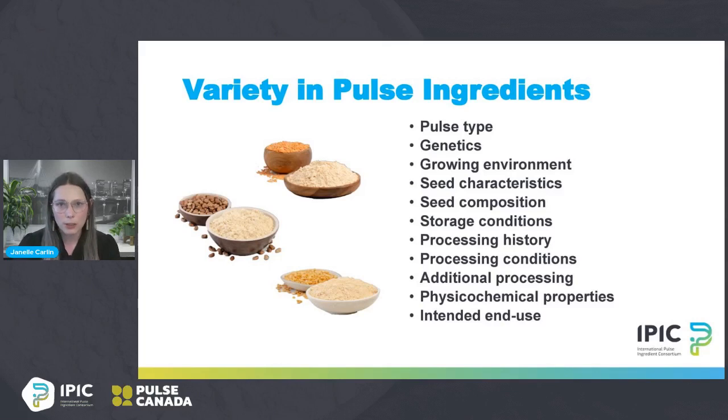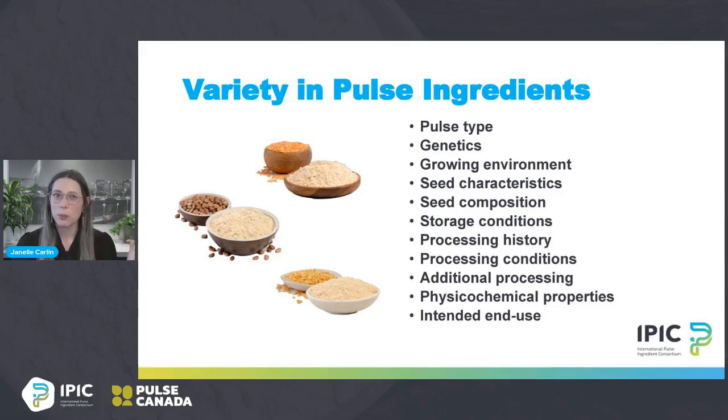So pulse types are obviously quite different from one another, being completely different crops. But even within a pulse type, looking at the individual variety, genetic influences, how each of these varieties might individually react to different growing environments, different agronomic practices, how that seed is then characterized, the physical composition, the chemical composition, how it was stored, and then that processing history is quite significant.